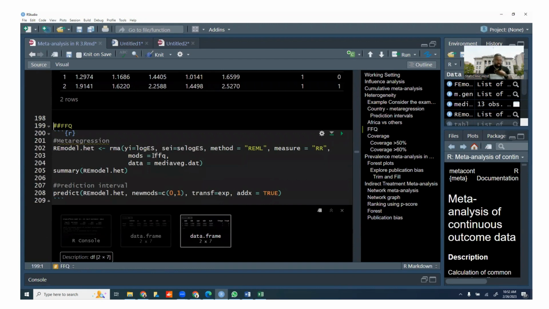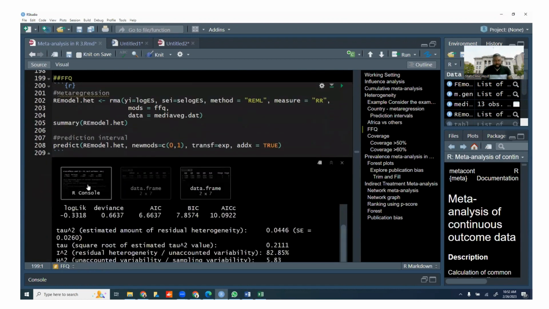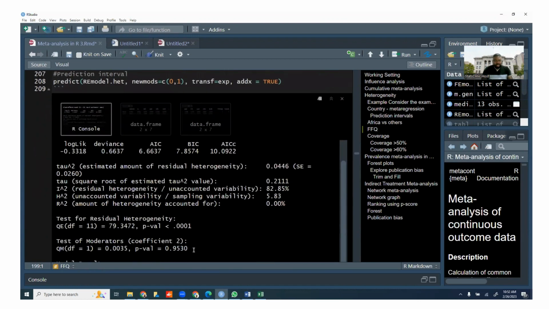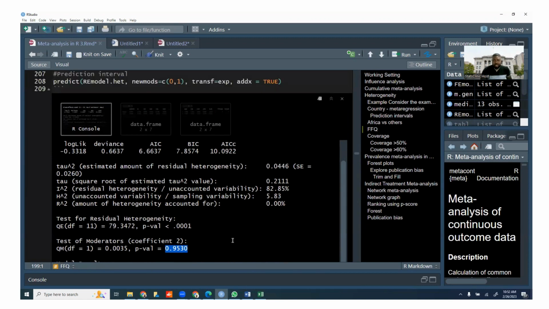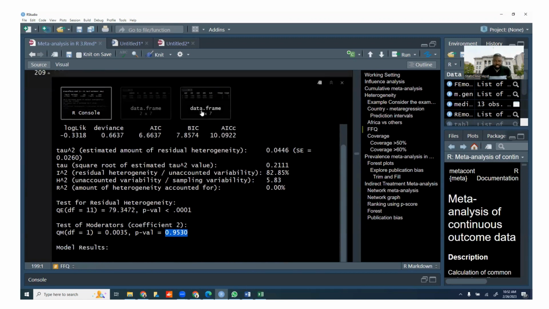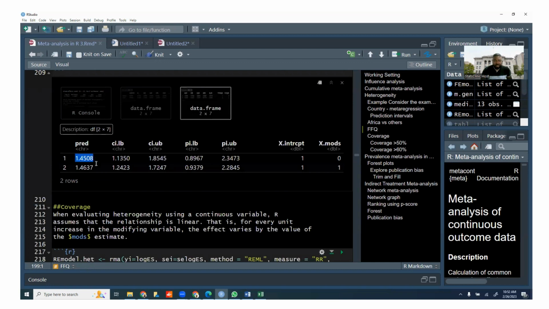Did use an FFQ in this study or not, basically. So if you rerun this code, this is the test of moderators, the one that we're most interested in. The p-value here is 0.95, which tells us that it doesn't matter whether you use an FFQ or you do not use an FFQ to assess. So you can look at the prediction interval and you will see that the estimates are fairly similar and the confidence intervals overlap. Okay, that's this one and that one.